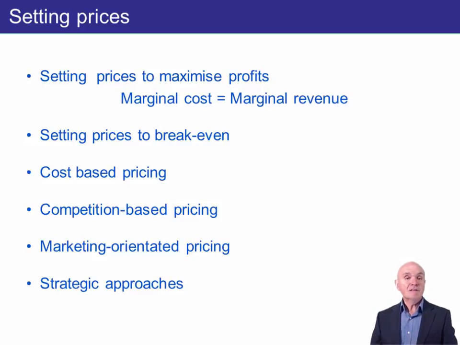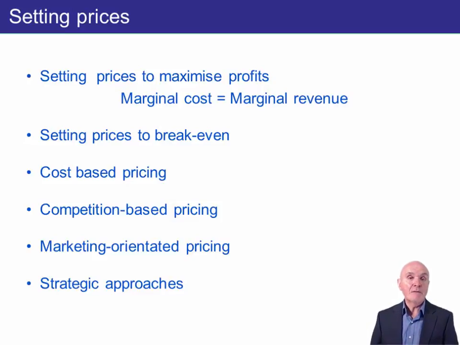You can set prices to break even. This implies making a guess at the volume that you're going to sell, and you set the price just to break even at that volume. You can have cost-based pricing, cost-plus pricing, and the like. This means you take the cost, let's say 80, you add on 25%, this will bring the selling price up to 100. It will leave you with a profit of 20.